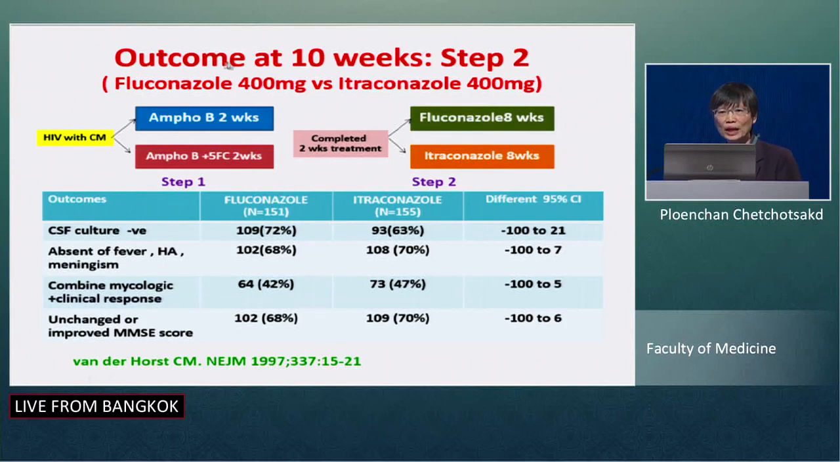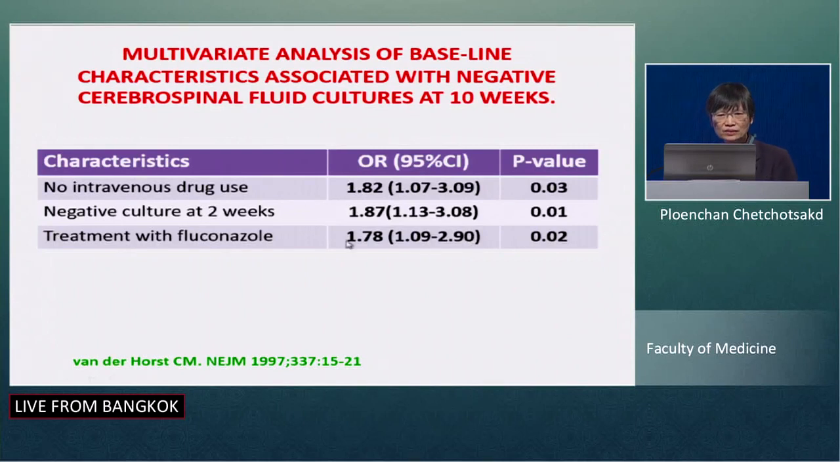That is, if we look at the outcome at 10 weeks of the step 2. The step 1 is patients with cryptococcal meningitis, HIV patients. They were randomized to receive amphotericin B alone or amphotericin plus 5FC. And then after 2 weeks of complete treatment, they were randomized to receive fluconazole or itraconazole. This is the outcome. If you look at the culture negative and the clinical response, you can see numerically it is higher in fluconazole, but the difference is not statistically significant. But if you do the multivariate analysis in this study, you can see that treatment with fluconazole is associated with negative CSF culture at 10 weeks. So we know that fluconazole is slightly better than itraconazole.